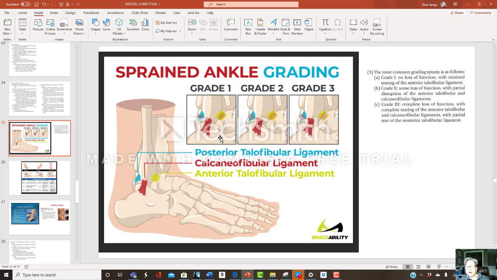So grade 1, no loss of function, minimal tearing of the anterior talofibular ligament. Grade 2, some loss of function, partial disruption of the anterior talofibular and the calcaneofibular ligaments. In grade 3, complete loss of function, complete tearing of the anterior talofibular and the calcaneofibular ligaments, and partial tear of the posterior talofibular ligament.